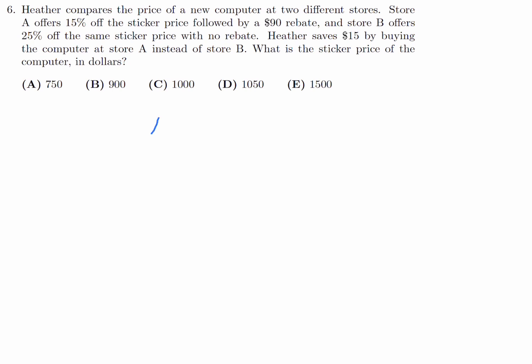Okay. So at store A, let's just say the price is P. She's going to pay 0.85, right? Because it's a 15% discount. And then she gets a dollar discount of 90. At store B, it's the same sticker price, but this time she's going to pay 0.75 because it's a 25% discount. And then that's it. There's no rebate there in terms of a dollar amount.